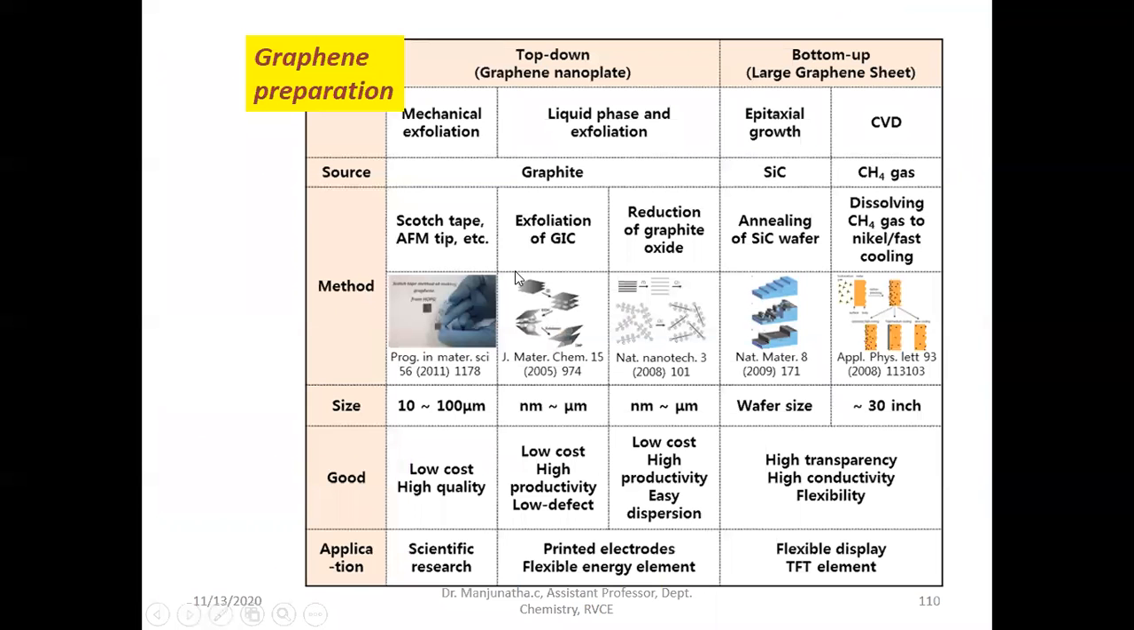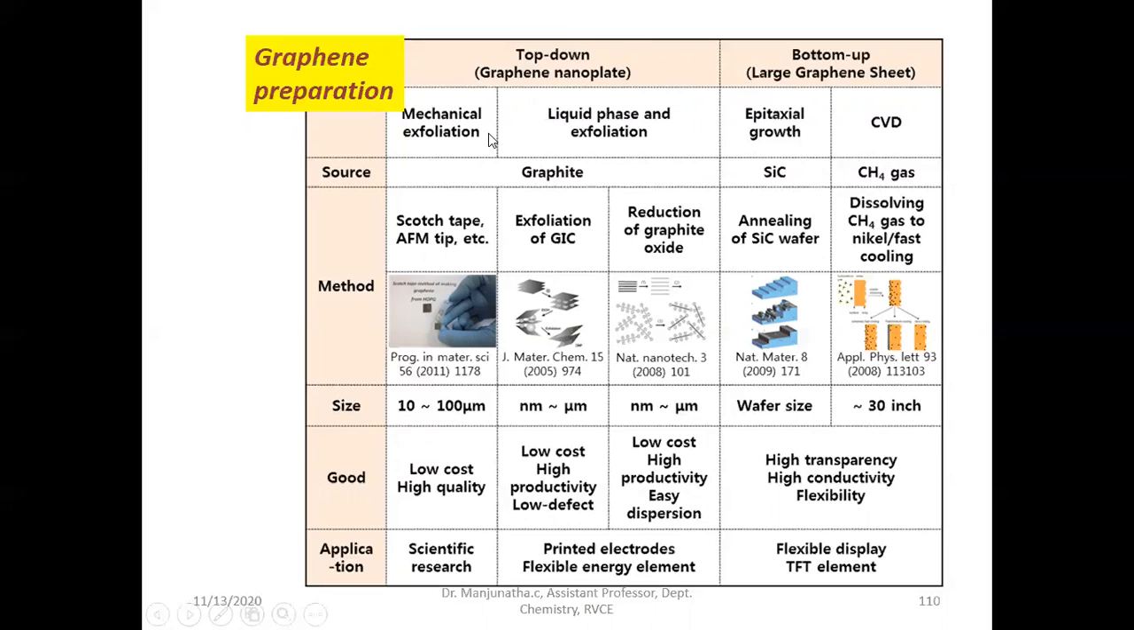After the invention of this material and after receiving the Nobel Prize for it, people across the world started preparing this by various methods. Of course, Andrew Geim and Novoselov prepared it by the Scotch tape method. But people have invented various techniques to prepare this graphene material.